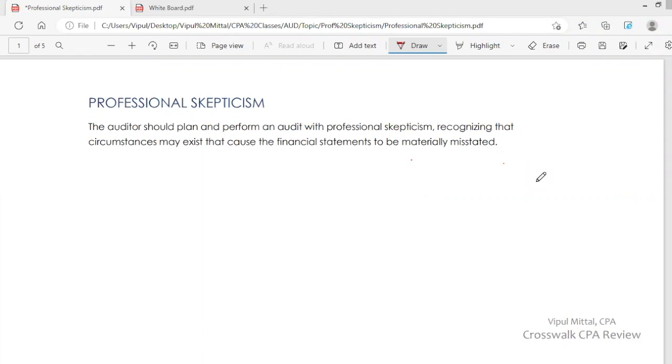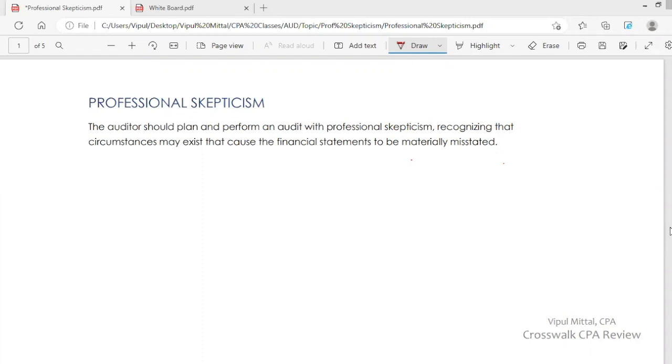So you are the auditor and you are auditing the financial statements. And you are required to maintain professional skepticism throughout the audit. So you plan and perform your audit with professional skepticism. But what does it mean?